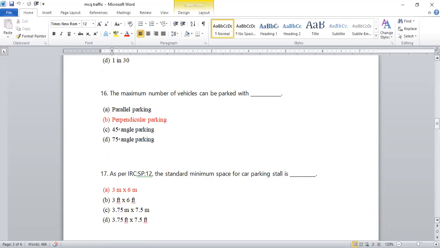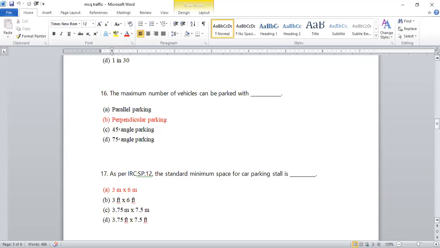In which condition? We have seen the first one is 30-degree, the second one is parallel parking. After that 30-degree, again there will be 45-degree, again 60-degree, and the last one is the 90-degree. Likewise we have seen the different parking. Whenever the angle goes on increasing, the more number of vehicles will be parked. So in the last option, the perpendicular parking, the maximum number of vehicles will be parked. So option number B is the correct option.